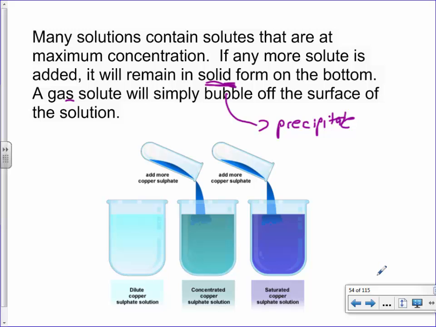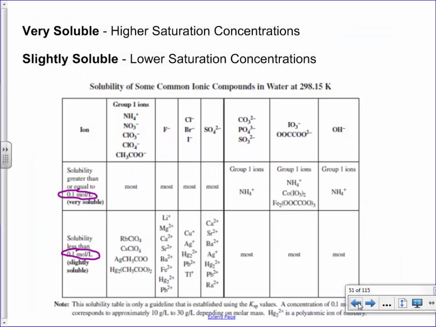So how will you know whether a solution should be past its capacity or not? Typically, we look at this chart right here, and it will tell us whether we should expect it to dissolve or not. Does that make sense? This chart will usually be the one that helps us figure that out.